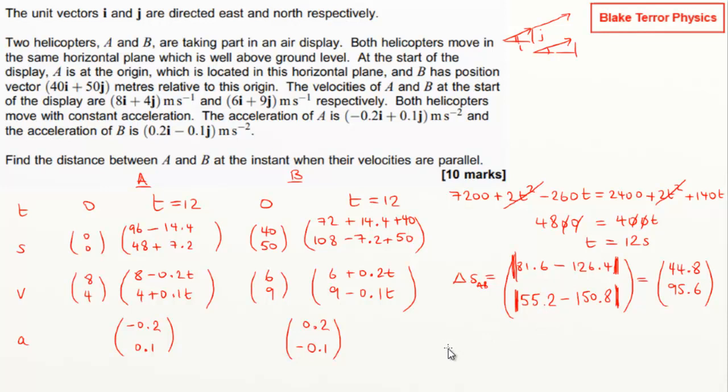So the distance between A and B is going to be equal to the square root of 44.8 squared plus 95.6 squared. And that is not something I really fancy working out on pen and paper. So I'm just typing that in now. We're getting 105.6 meters. So let's say 106 meters, considering the accuracy in the question. Right, so 106 meters is our final answer on that.